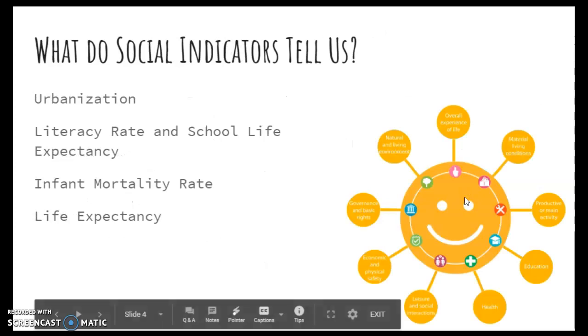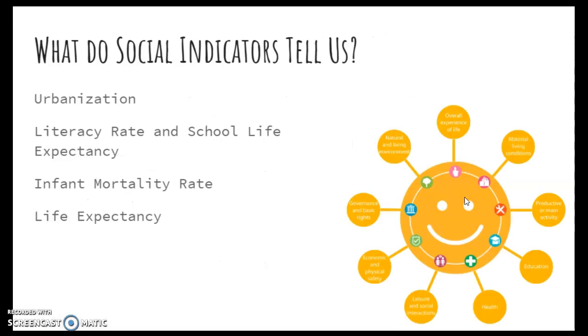Okay, then we have our social indicators. Right? These are the things that tell us about what is life like in that country. The first one is urbanization, and that talks about how many people live in cities. Okay. Second one is literacy rate and school life expectancy, where it's talking about education and how well educated people are. And then we have infant mortality rate and life expectancy, which both analyze and give information about the healthcare, right? What is the healthcare like in that country, or how healthy is that country?